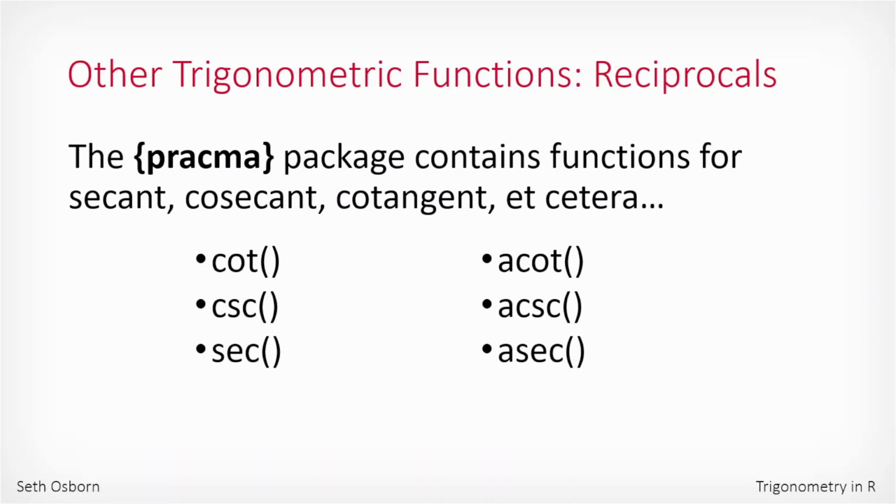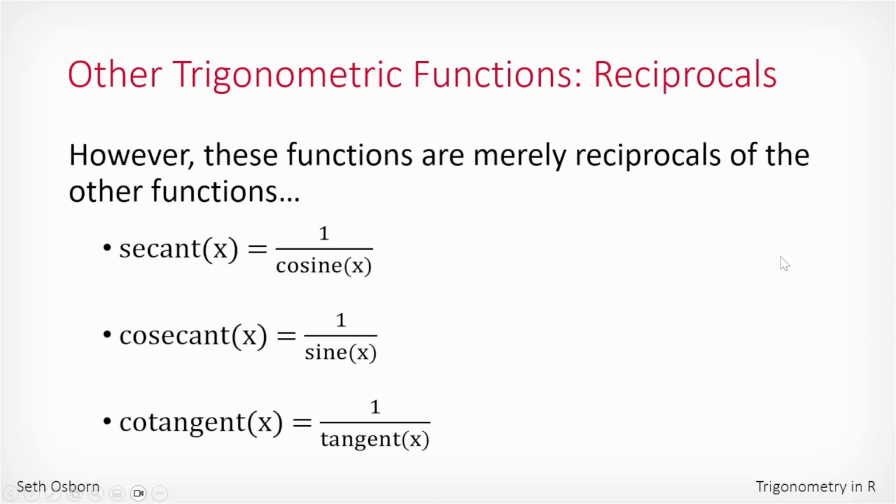Some other trigonometric functions are the reciprocals. So if you, for some reason, care about functions like arc cosecant, cosecant, arc cotangent, if those things are meaningful to you and you want to be able to calculate those using R, you could use something like the pracma package, which has all of these fun little functions. I personally don't use that because secant of some value is the reciprocal, 1 divided by cosine of that value.